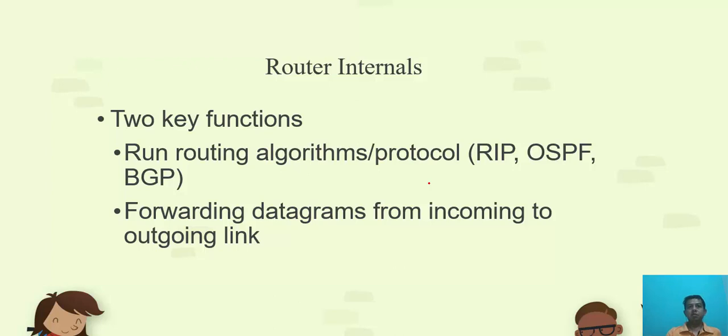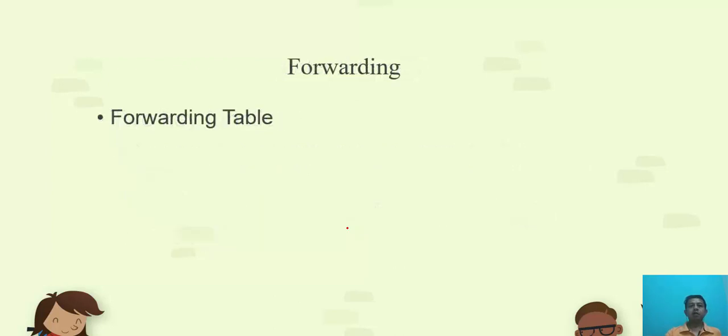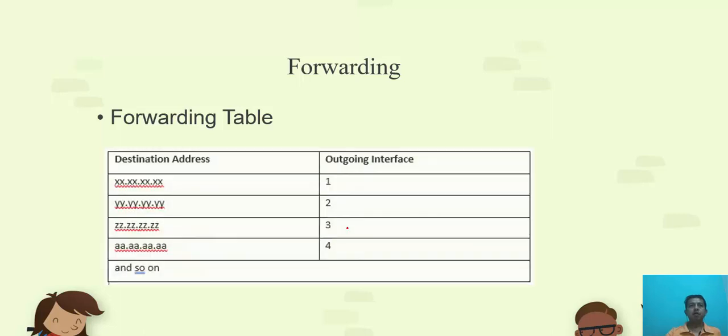The other major function which we are discussing here is forwarding. We have already seen what forwarding is. It is the transferring of an arriving datagram from the input port to the appropriate output port. To aid forwarding, the routers create a table which is known as a forwarding table. In its simplest form, a forwarding table will contain two types of entries, a destination address and an outgoing interface. So it says something like this: if the destination is this, then forward the packet to this interface.